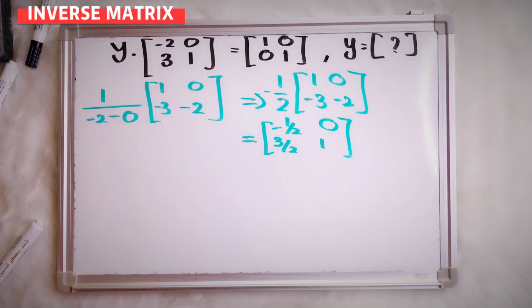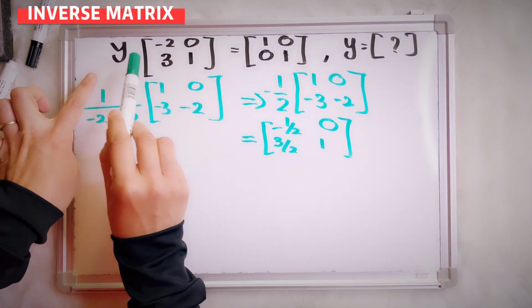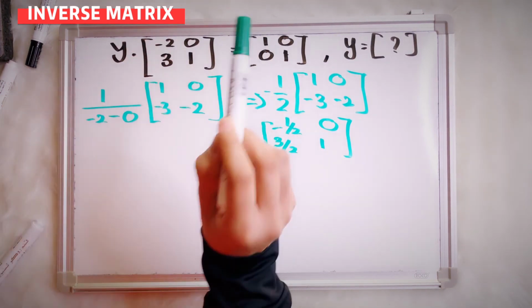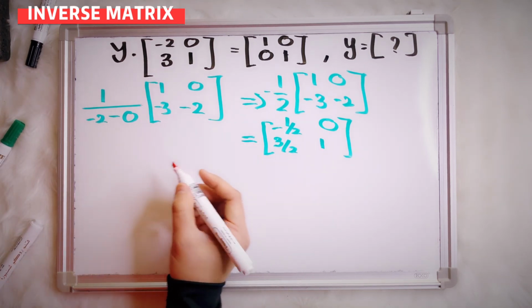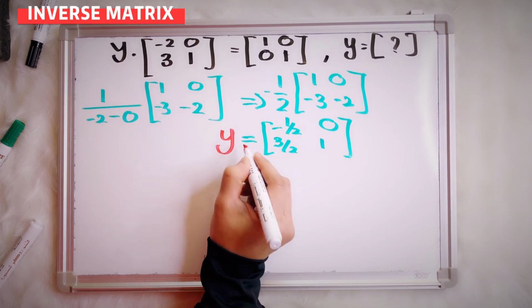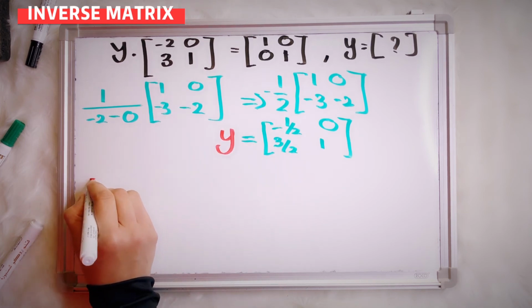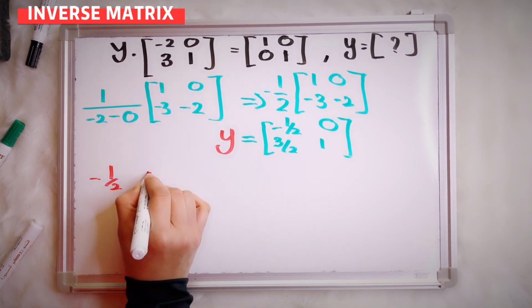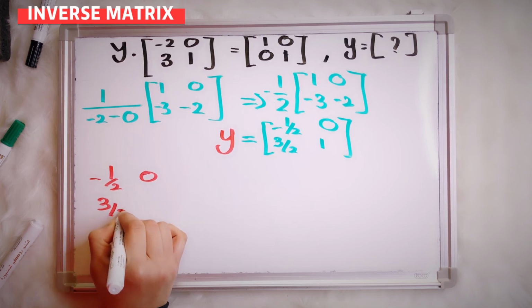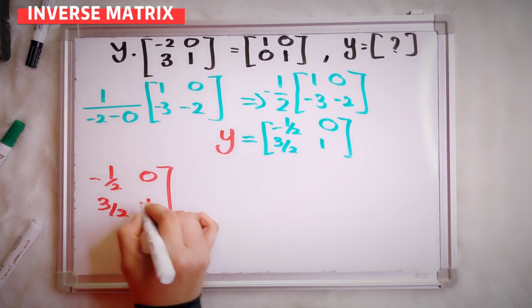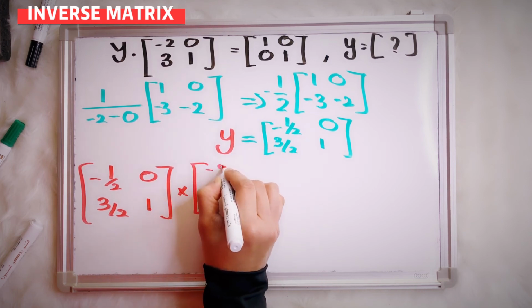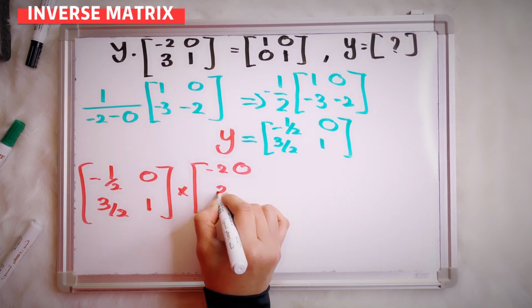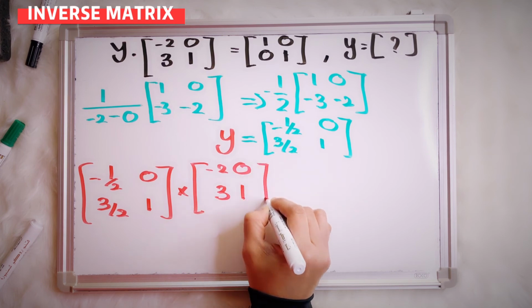Alright, now Y multiplied with this matrix becomes identity. Now, come, we do it together. So this is matrix Y. Okay? So, negative 1 over 2, 0, 3 over 2, and 1. Okay? You multiply with negative 2, 0, 3, and 1.